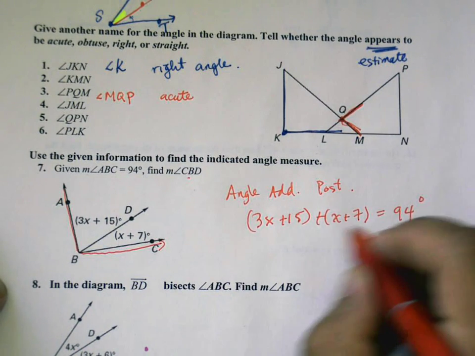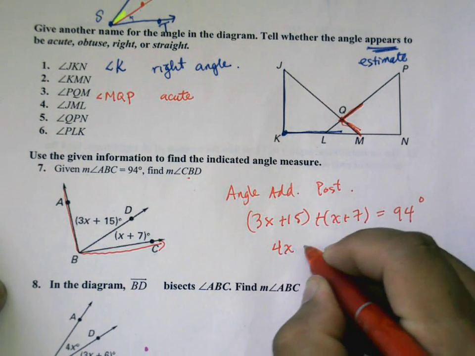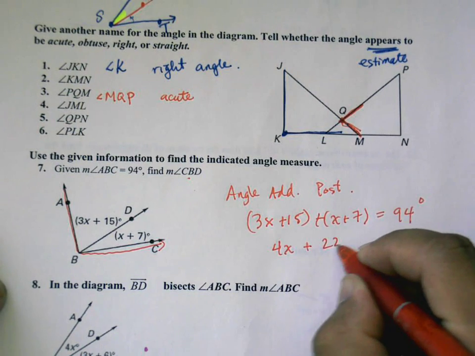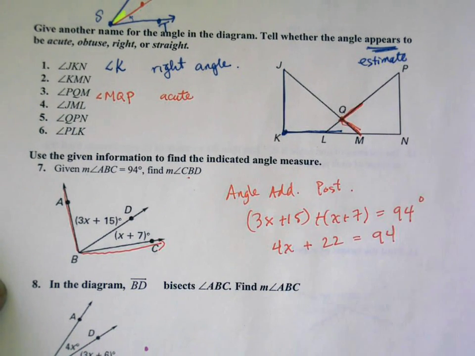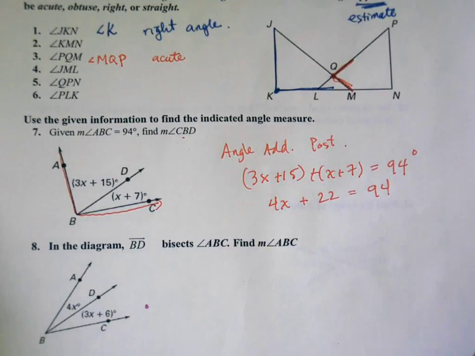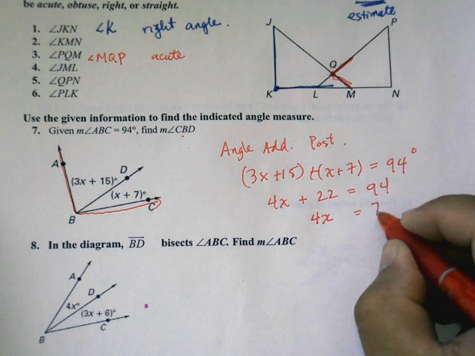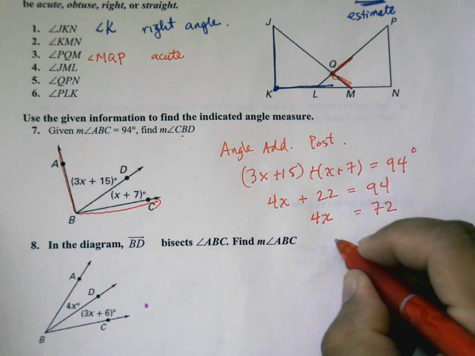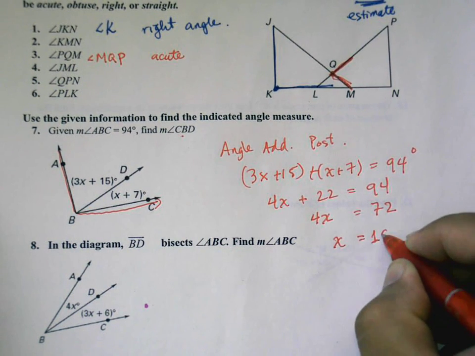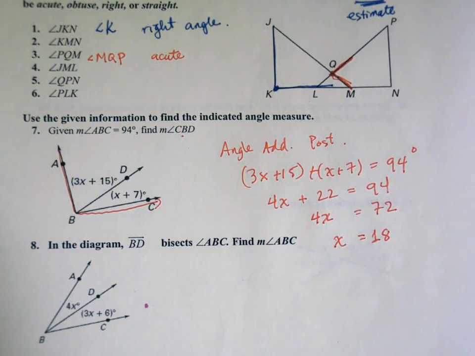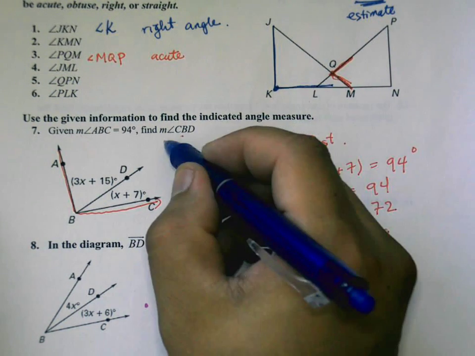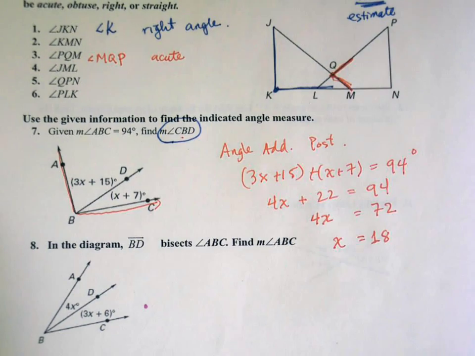Okay? And now we can just combine our like terms. This is all addition, so we don't have to worry about any complications. 4x plus 22 equals 94. Subtract 22 from both sides, and we get 4x equals 72. And then divide by 4, and x equals 18. Now here's where most students usually stop, and they would be incorrect, because it's asking for the measure of CBD.